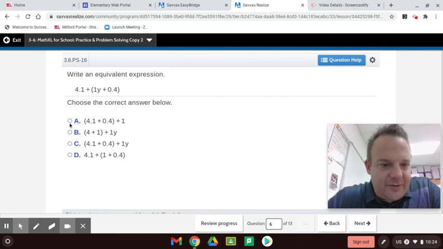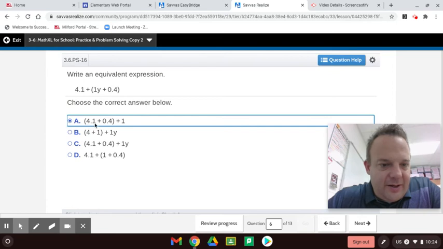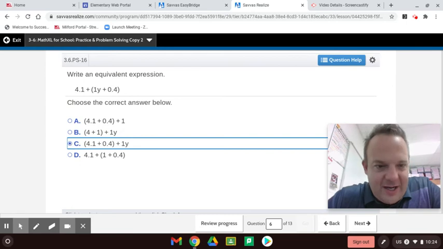Let's try this one. Here, they switched the grouping symbols, but they also switched the order. But this, okay then. Oh, I see. See that one y? That one y's got to remain. So that's why that one didn't work. It's this one here. That tricky little y there.